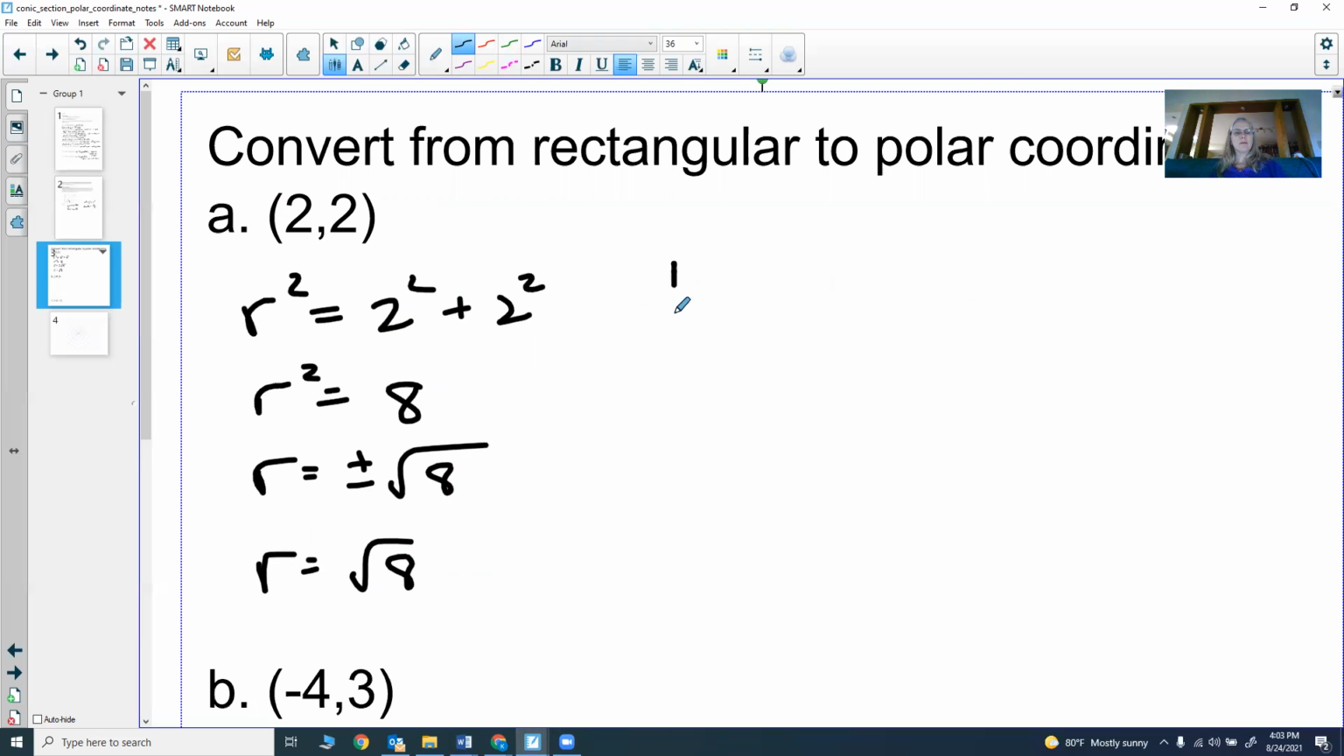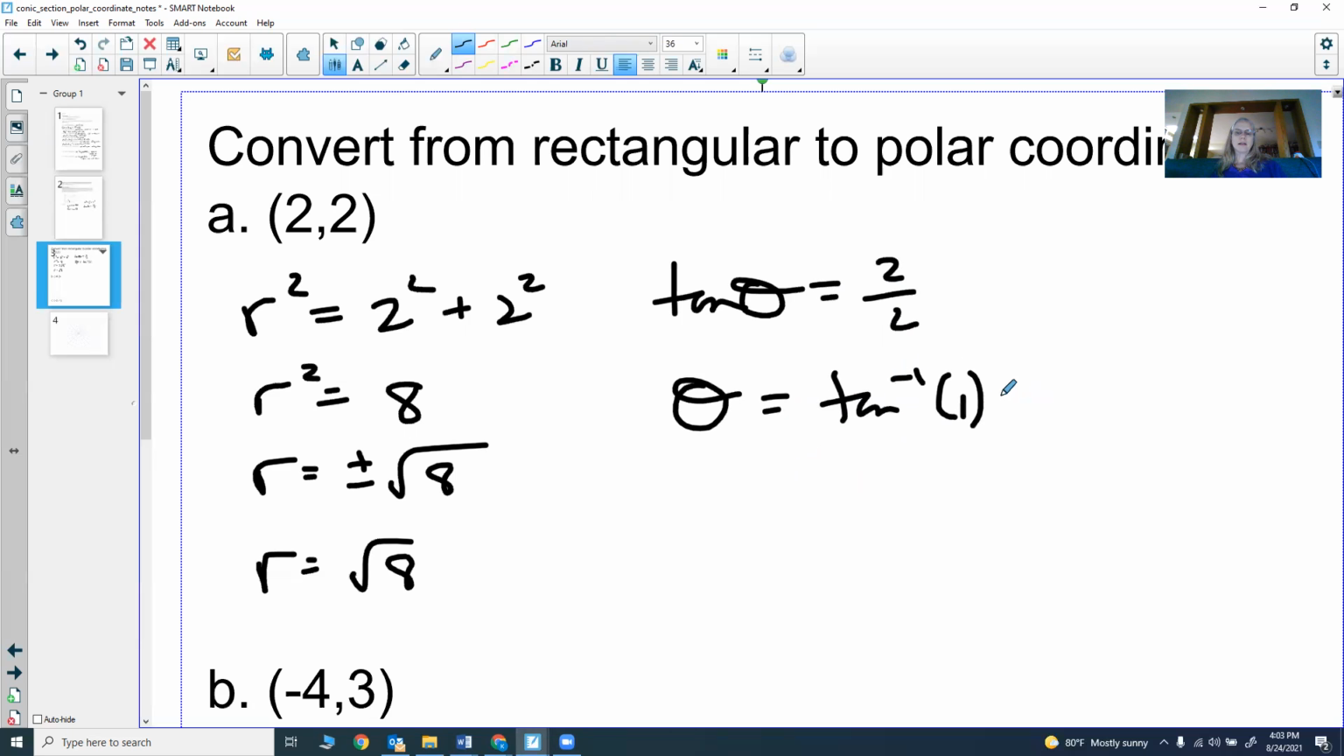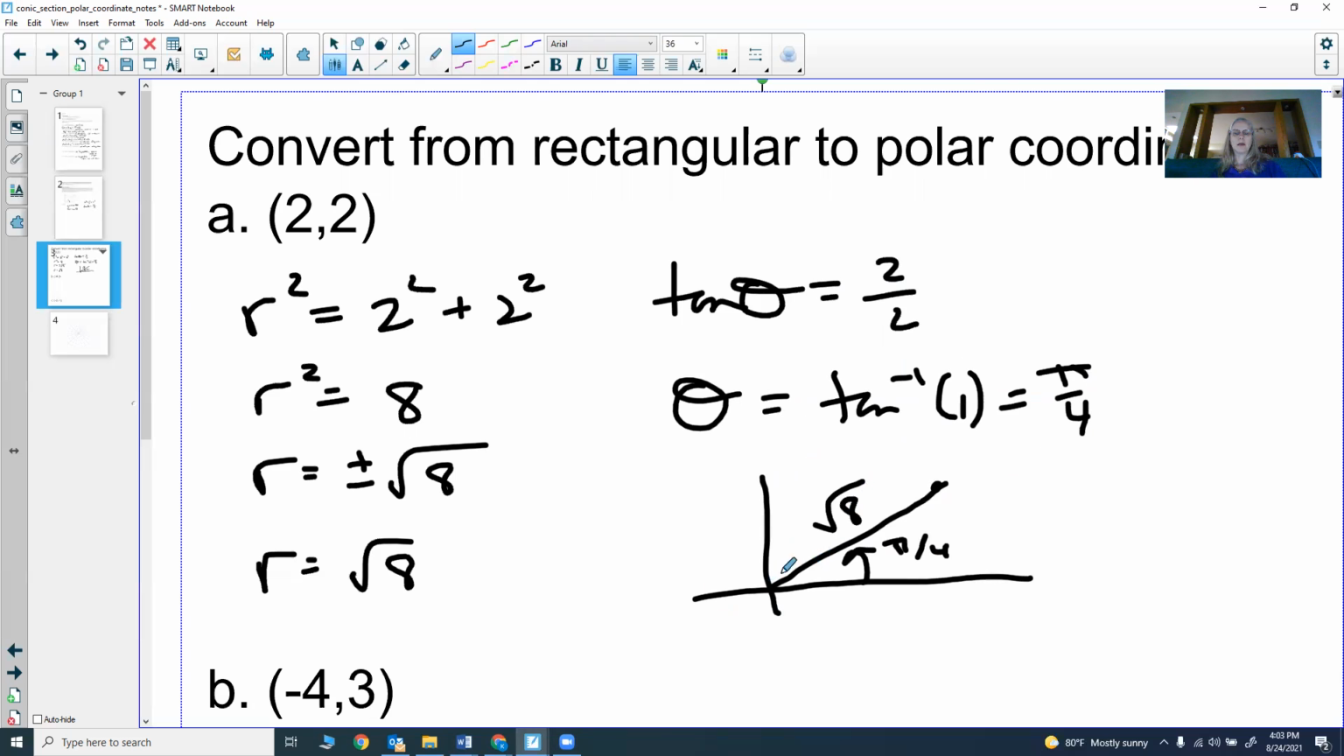Now let's try to find the angle. The tangent of theta is equal to 2 over 2, so theta is equal to the inverse tangent of 1, and the inverse tangent of 1 is pi over 4. Remember, that's your reference angle, but (2, 2) happens to be in the first quadrant, right here. So this is your angle, pi over 4, and your radius is the square root of 8. Notice your radius is positive in this case because we're going from the origin to that point, and your angle is pi over 4.